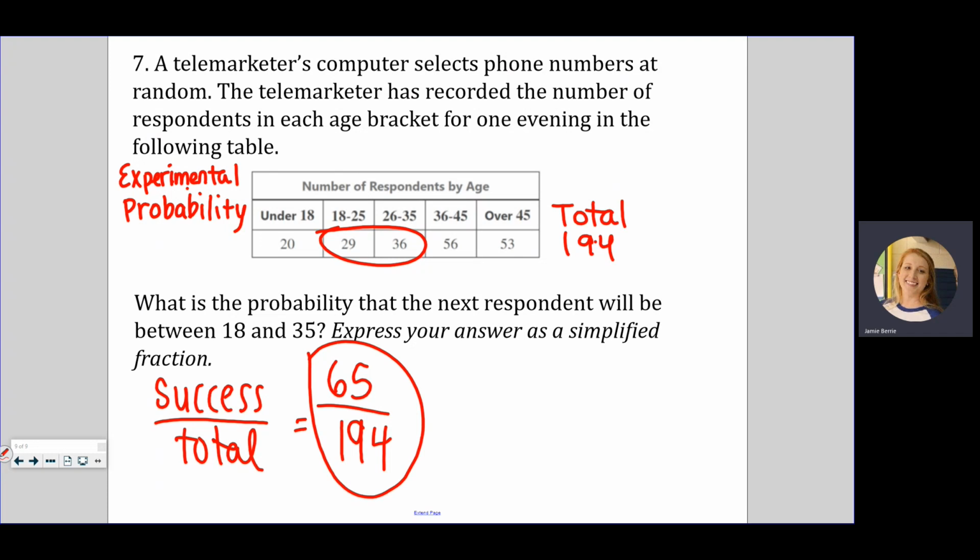All right, so it's still calculated the same way. There's nothing you need to do differently. Whenever it's experimental probability, I just wanted to point out that they do give it a different name.